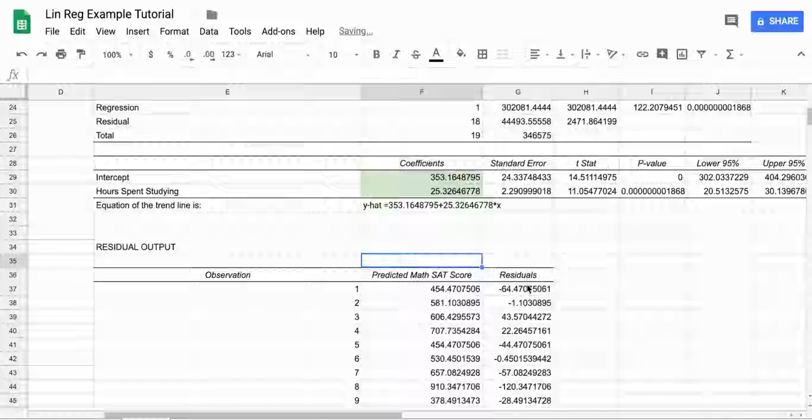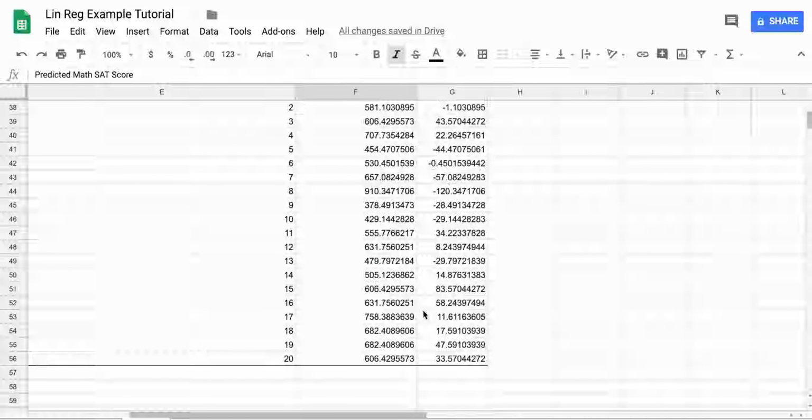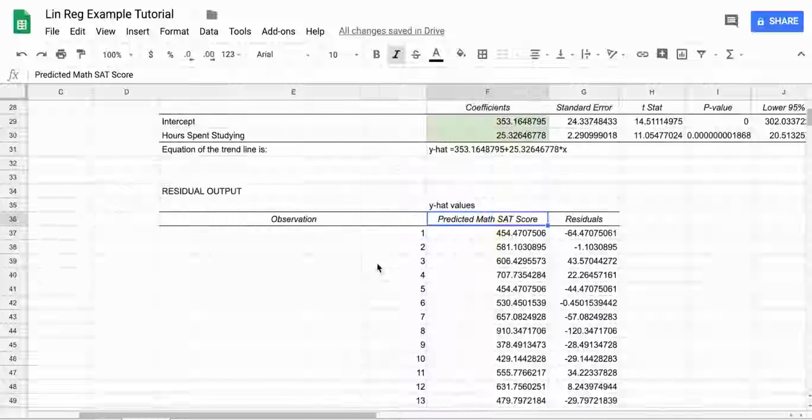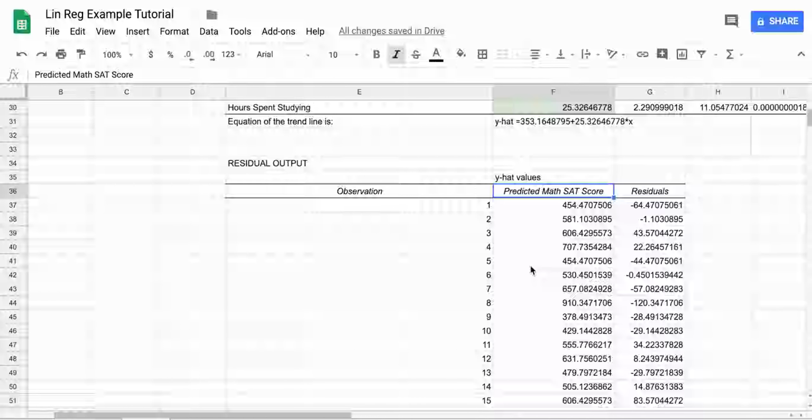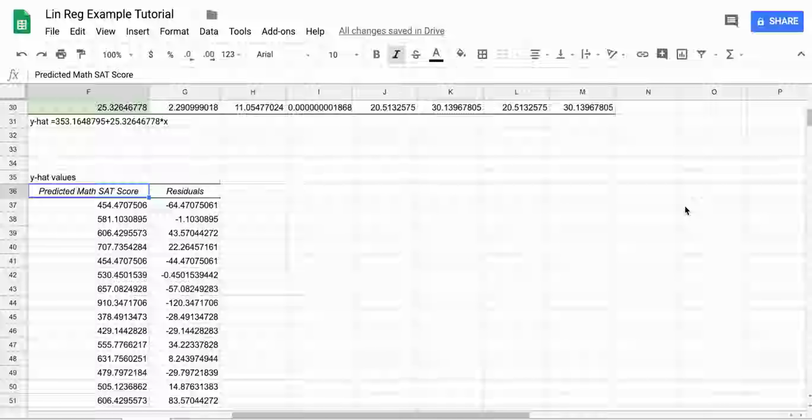These are the y hat values. Ooh, not y hay, y hat. These are the y hat values for each observed x, right? Tells you how many observations you have. So these are those predicted values. And then right here, those are the residuals. And remember, the residuals were the observed values minus the predicted values. So it spit out the predicted values for you, and it found the residuals.